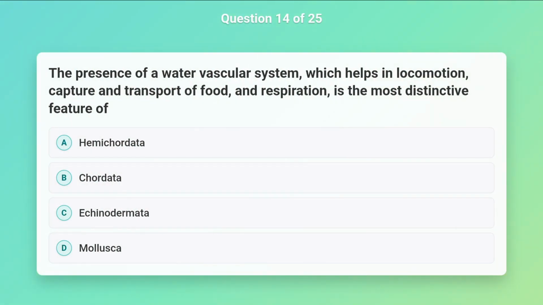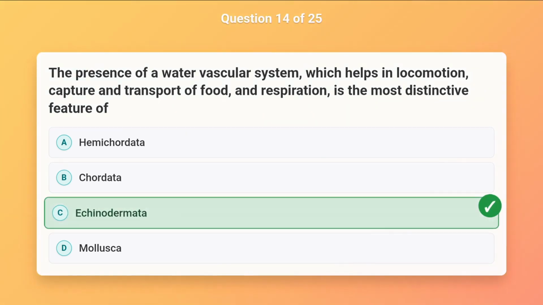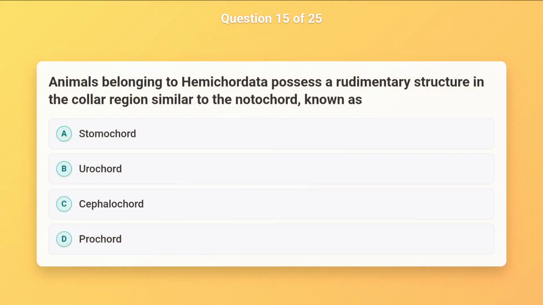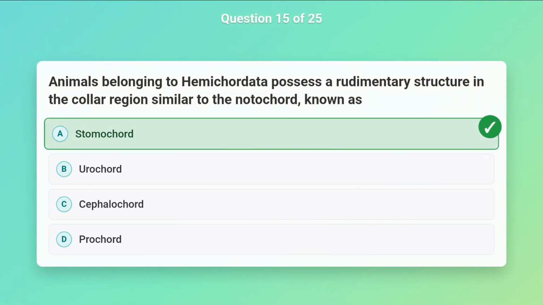The presence of a water vascular system, which helps in locomotion, capture and transport of food, and respiration, is the most distinctive feature of Echinodermata. Animals belonging to Hemichordata possess a rudimentary structure in the collar region similar to the notochord, known as stomochord.